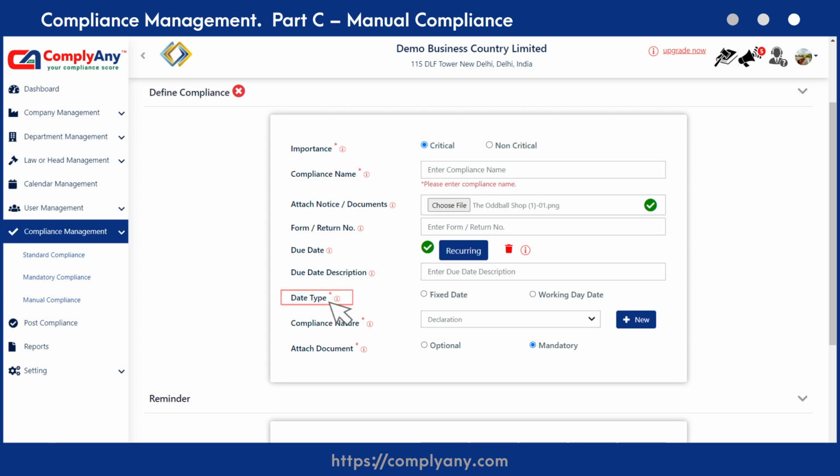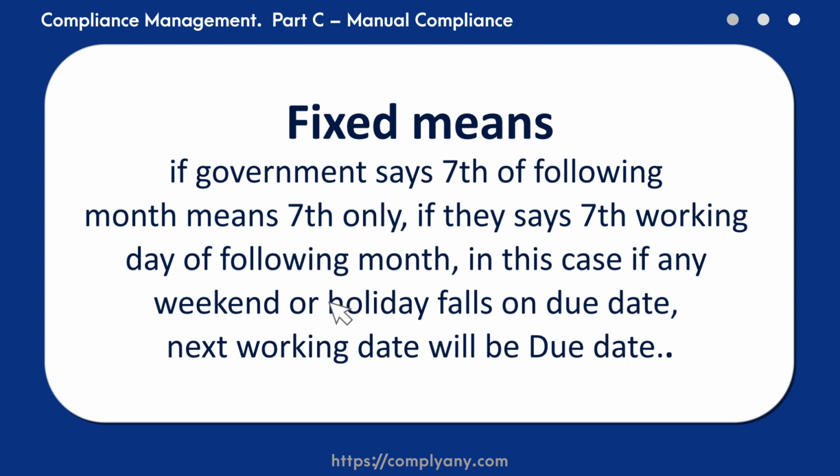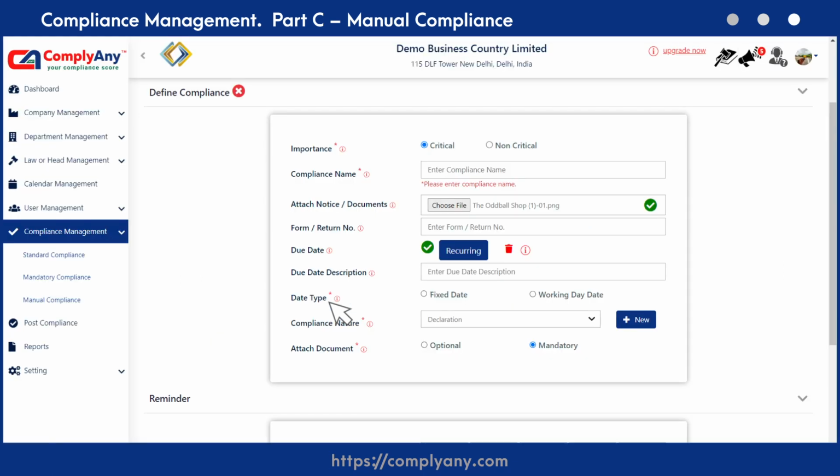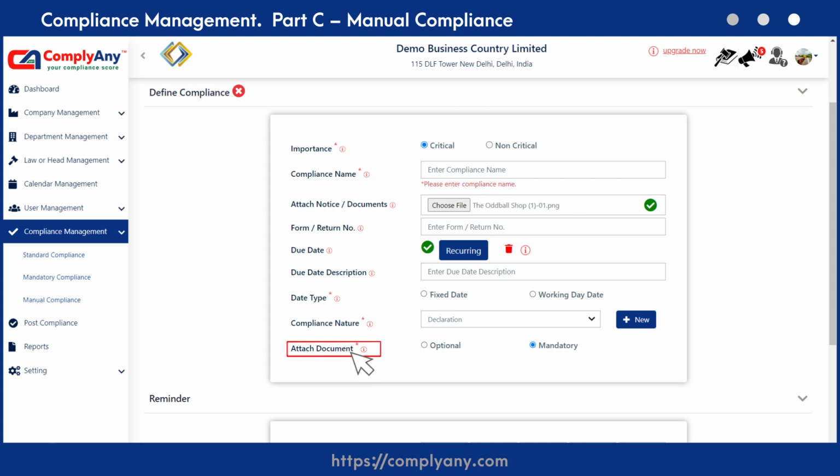Select date type, fixed or working. Fixed means if government says 7th of following month, it means 7th only. If they say 7th working day of following month, in this case if any weekend or holiday falls on due date, next working date will be due date. Enter if any penalty. Select nature of compliance. If you select attach document mandatory, responsible person has to attach document as proof of compliance.